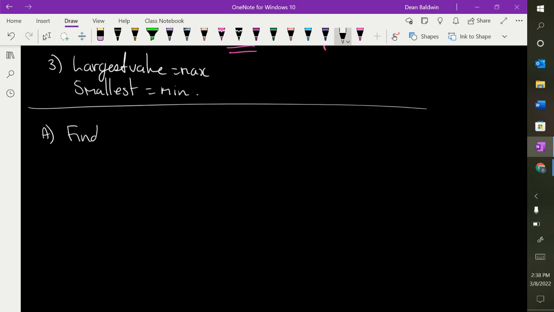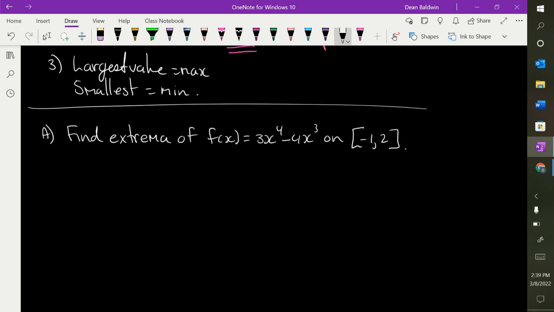Find the extrema of f of x is equal to 3x to the fourth minus 4x cubed on the interval -1 to 2. Step 1, find the derivative. So we take the derivative, and I get 12x cubed minus 12x squared.